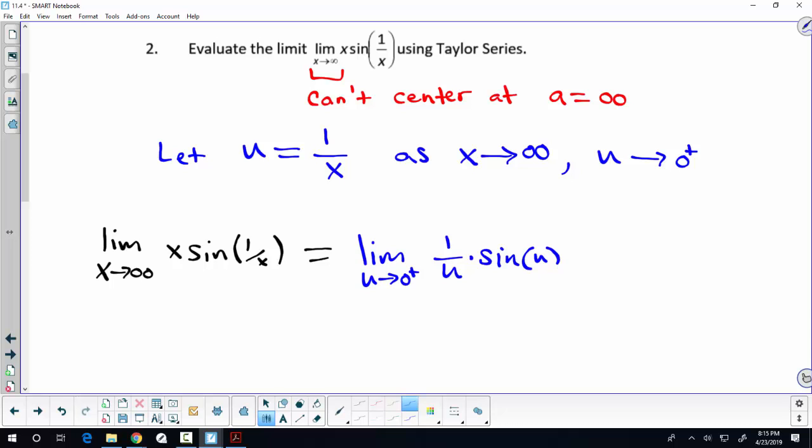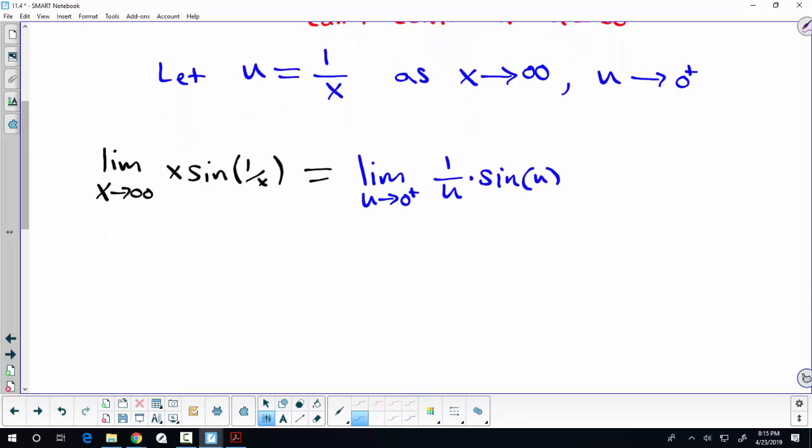Now that we have this, since we're working with series, we could use L'Hopital's rule and be done with it. Here, though, we're going to find a series representation for the sine of u, and then divide all terms by u. So I at least wanted to mention that. Now we find a series for sine of u, at the center of 0, because our limit is now approaching 0.